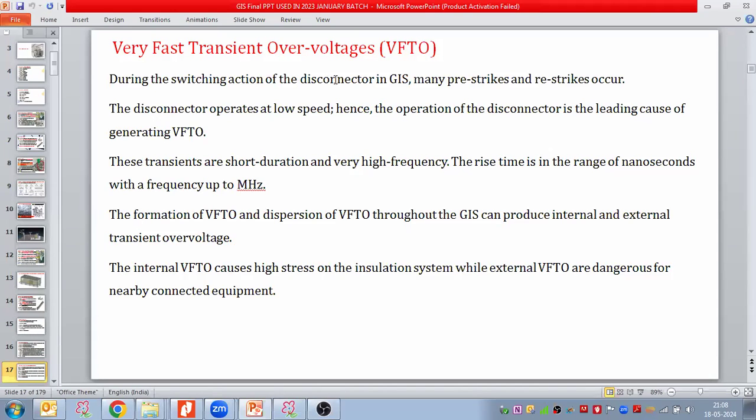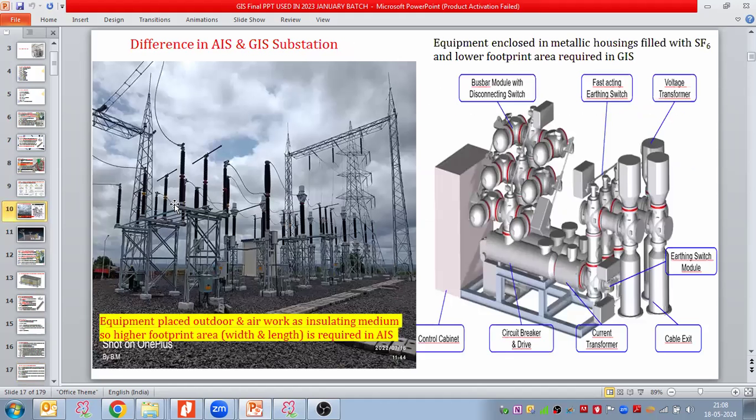During the switching action of the disconnectors in GIS, many pre-strikes and re-strikes occur between the disconnector and the bus bar, because the space between them is very limited. If you see the AIS, the space between the bus bar and the disconnector is much larger. But in the GIS, the space between the bus bar and the moving contact of the disconnector is very small. So due to this small space between the live bus bar and the moving contact of the disconnector, VFTO starts occurring.